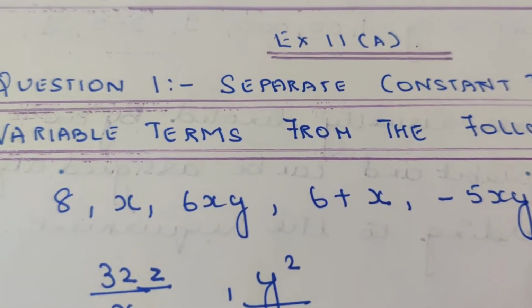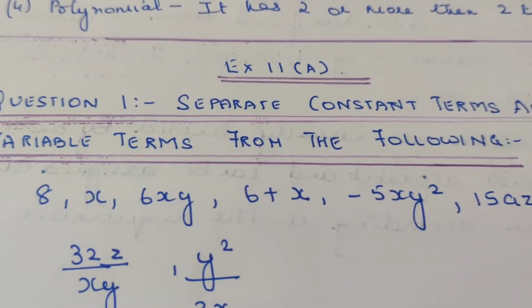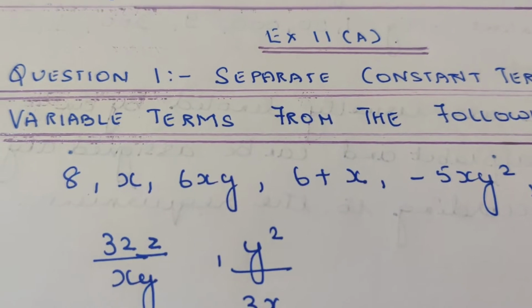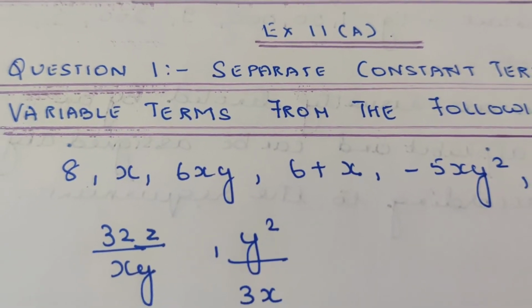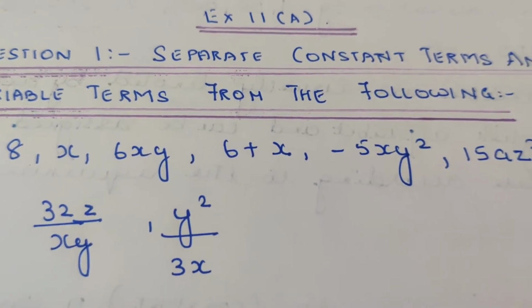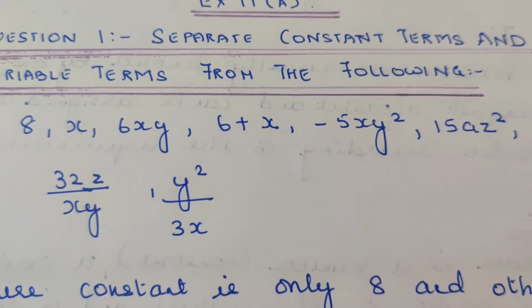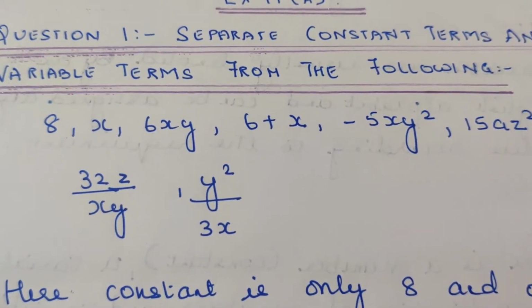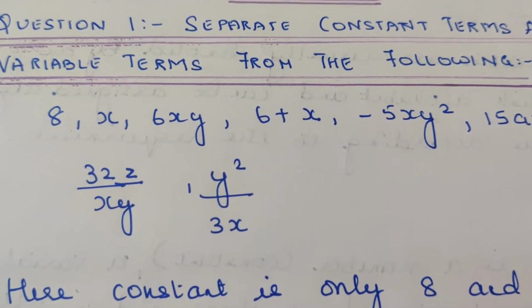Moving on to the exercise, question 1. Separate the constant terms and variable terms for the following. 8, x, 8x, 6xy, 6 plus x, minus 5xy square, 15ax square, 32z by xy, y square by 3x.